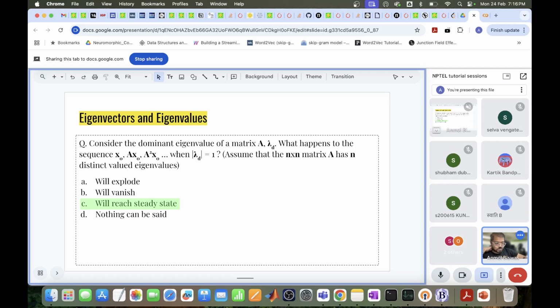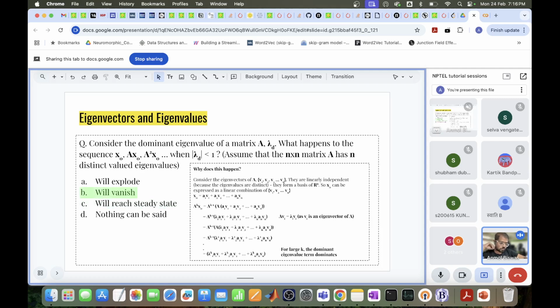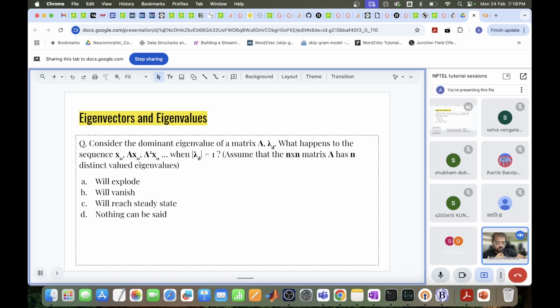Then you will have a situation where the sign becomes important, right? If lambda d is equal to +1, then you will basically have the same value throughout. So lambda d to the power k will always be 1, and essentially what we'll be left with is ad times vd, right? So you'll end up at one particular vector, which is some multiple of the eigenvector of the dominant eigenvalue.